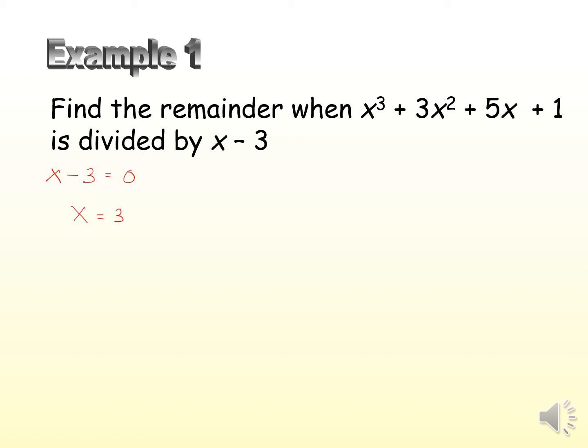By using the remainder theorem, P(3) equals, we substitute 3 into variable x. So it becomes 3 to the power of 3 plus 3 times 3 to the power of 2, plus 5 times 3, plus 1. Simplify this, so the answer is 70. So the remainder when P(x) is divided by x minus 3 is 70.